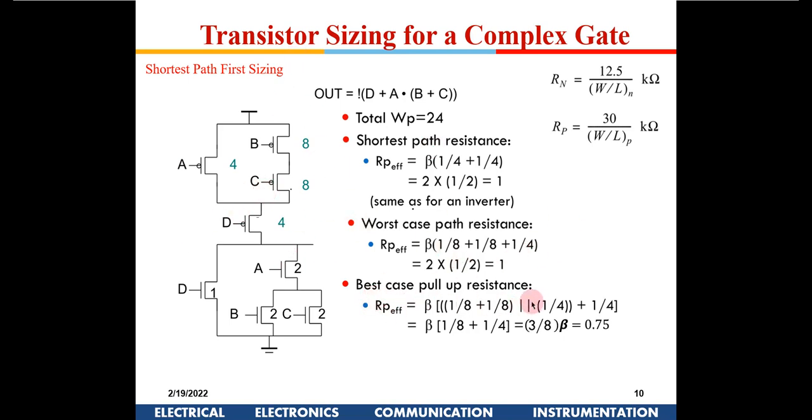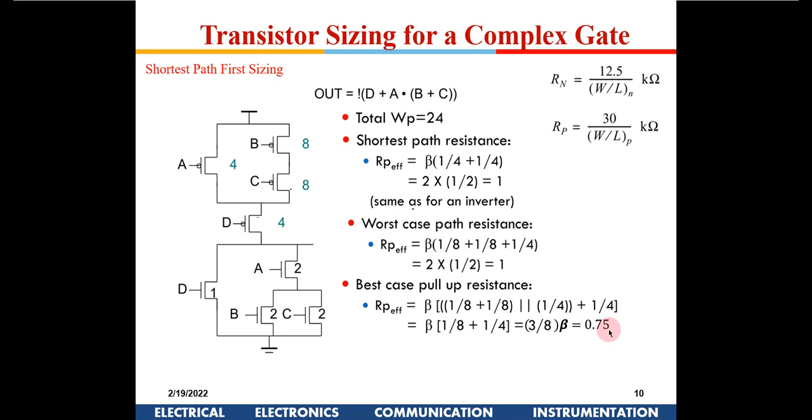What about the best case? If I see the best case, when all these three are working together, this 8 and 8, 4 and 4 and 4 are in parallel, and then 4 in series. So if you see here, it will become 0.75 of that of an inverter. A and D are in series, but that is for the shortest path. For the best case scenario, B and C are in series, that will be in parallel with A, and that will be in series with D. So in the best case scenario, I'll get 0.75.